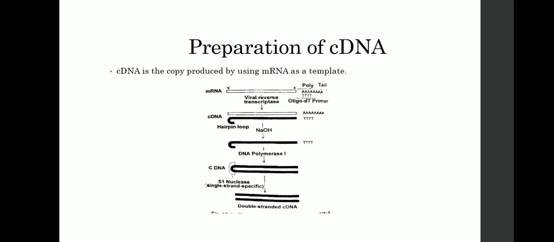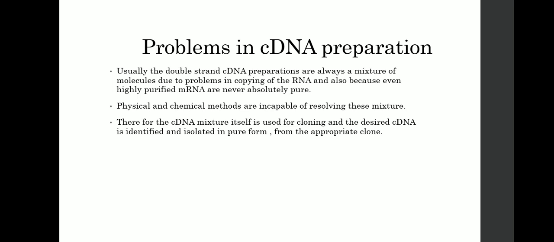And the complementary strand of the cDNA single strand is synthesized either by the reverse transcriptase itself or by Escherichia coli DNA polymerase I. This generates a hairpin loop in the cDNA. The hairpin loop is cleaved by a single stranded specific nuclease to yield a regular cDNA duplex. Okay, this is about the preparation of cDNA.